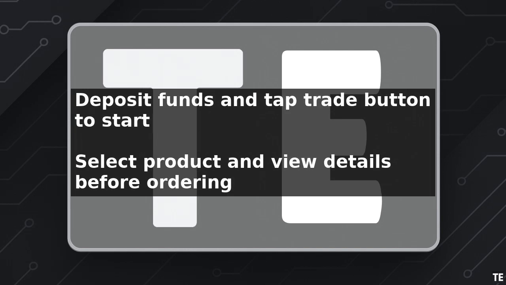To place an order, tap on the Buy or Sell button. Depending on your trading decision, enter the number of shares you want to trade and select your order type, such as market or limit order. Review your order details carefully before confirming.